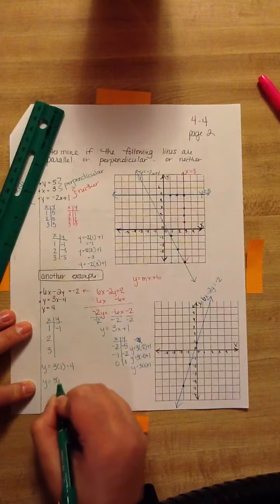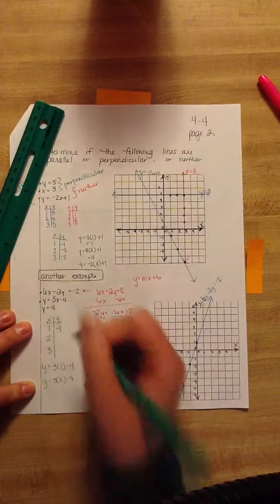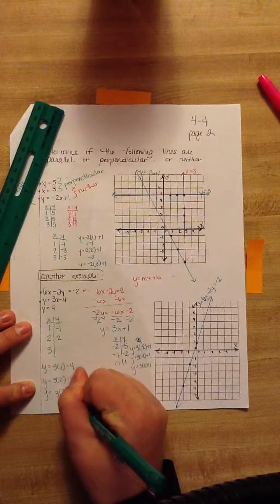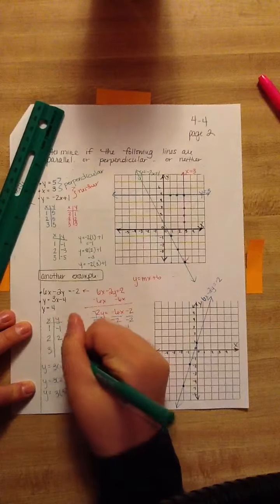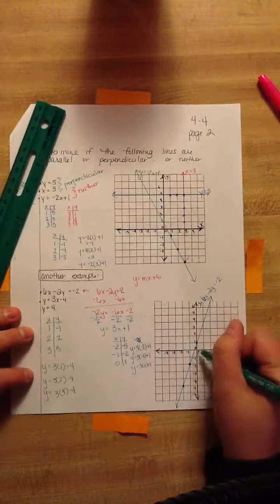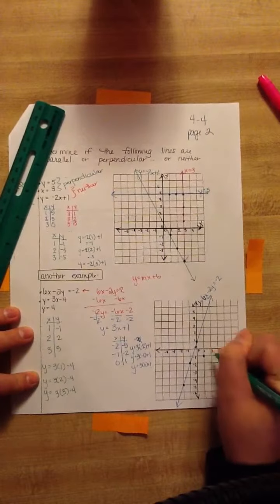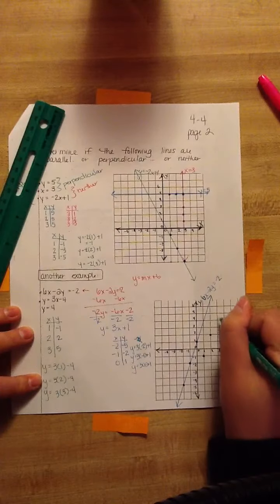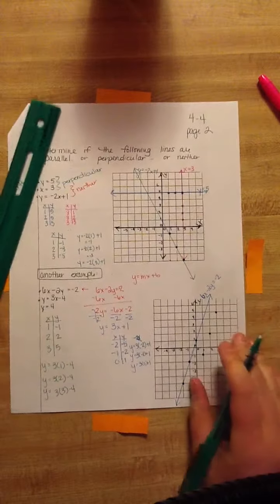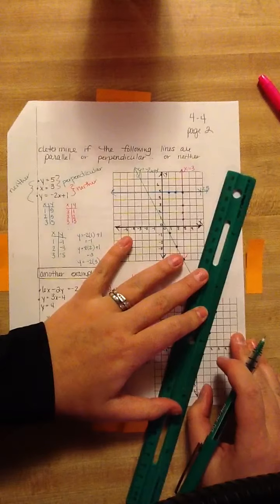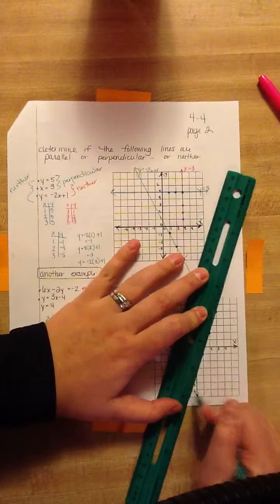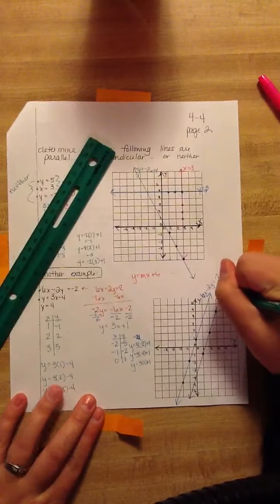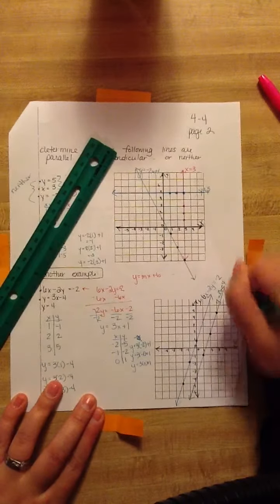y equals 3 times 2 minus 4. 6 minus 4 gives me 2. y equals 3 times 3 minus 4. 9 minus 4 is 5. So let's graph. I'm at 1, negative 1, 2, 2, and 3, 5. Okay, go ahead and write in the equation of the line for this. It's y equals 3x minus 4.